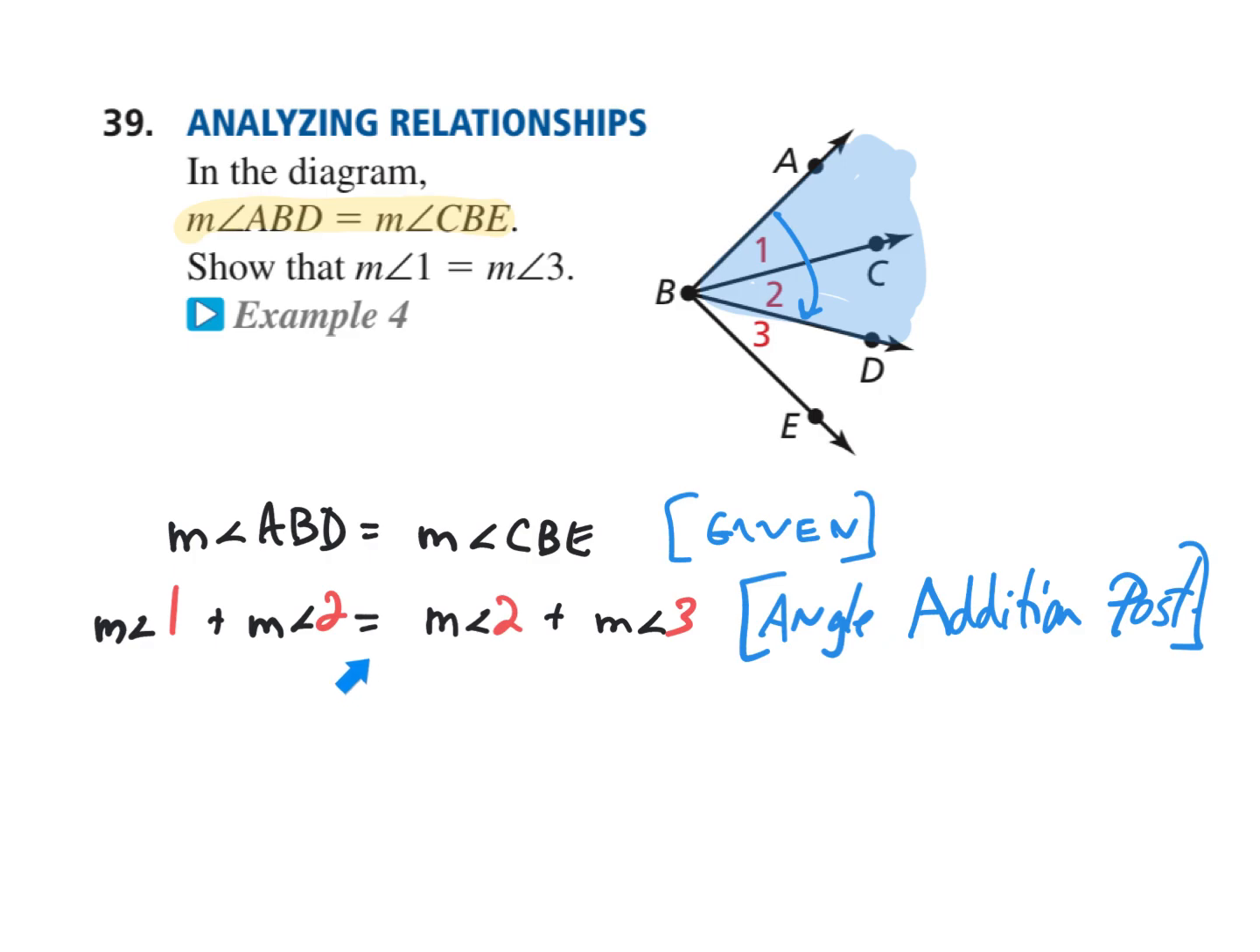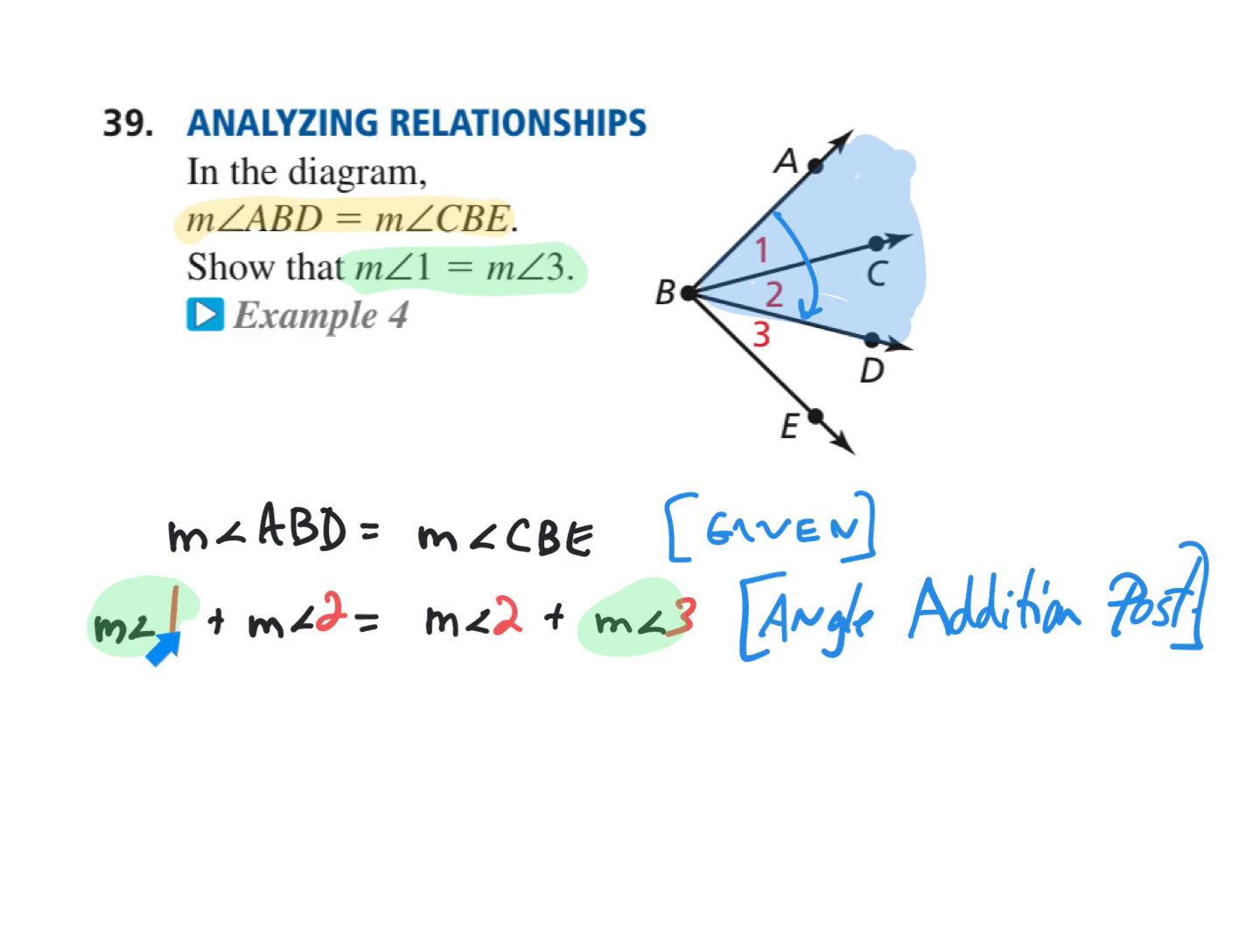In this process, let's remind ourselves, what's our destination? What are we trying to get to? We are trying to show that the measure of angle 1 equals the measure of angle 3. So remind yourself of the destination. Let's take a look at where we're at. Do we see this destination in here somewhere? And we kind of do. It's kind of right here and here.